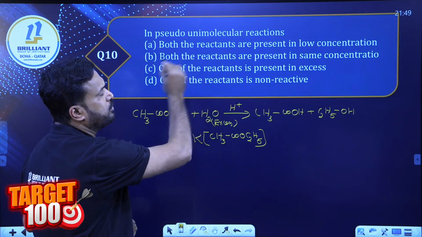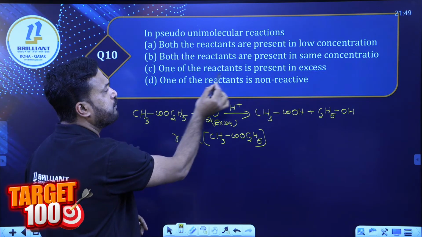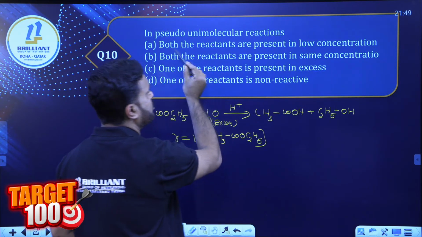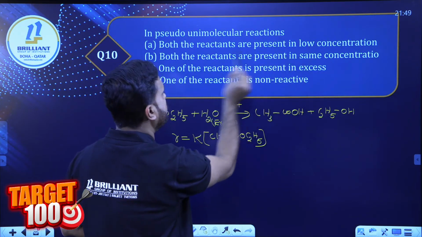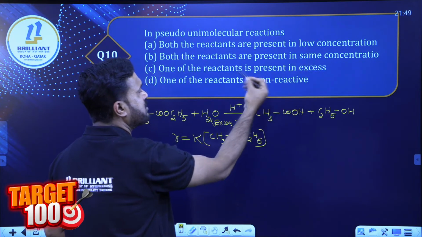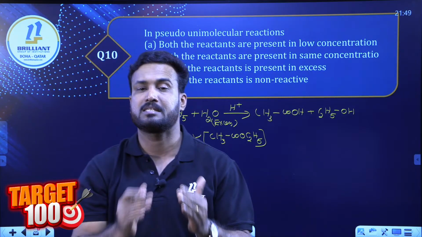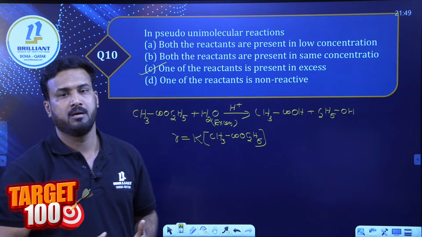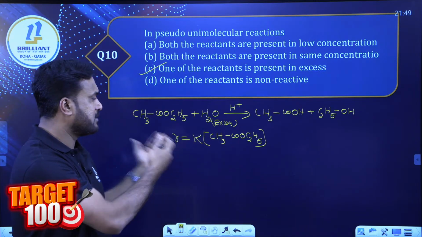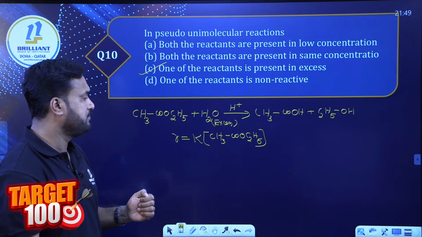Then, when you go through the options itself, you will get the idea. One of the reactants is present in excess? Because both the reactants are present in low? No. Both the reactants are in the same concentration? No. One of the reactants should be in excess. That is what we call pseudo unimolecular. Two examples are there. Actually, I wrote one example.